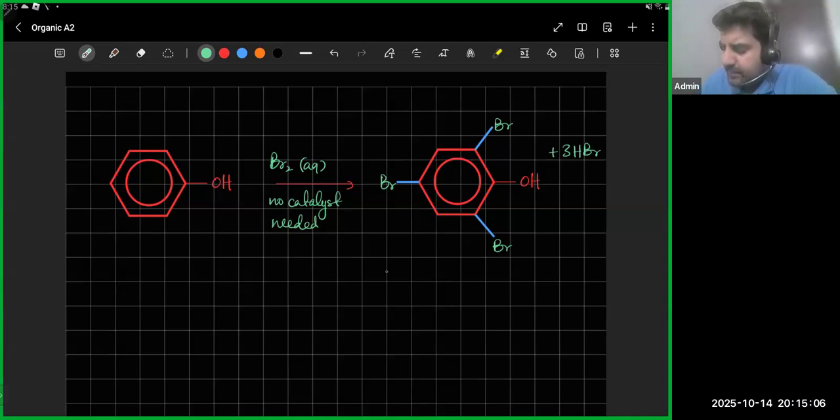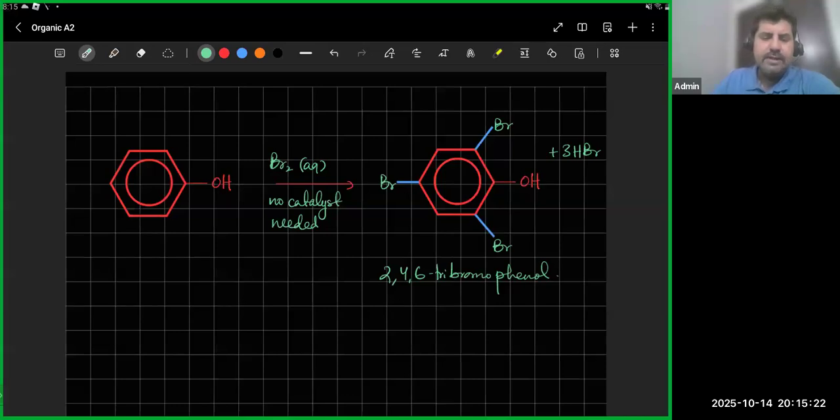And this thing is called 2,4,6 tribromophenol. So highly activated phenol. Is bromination clear?